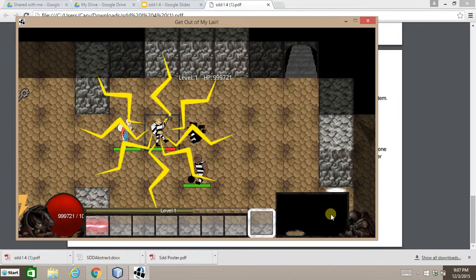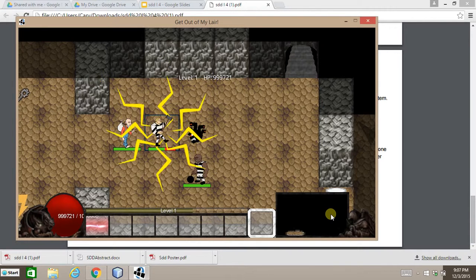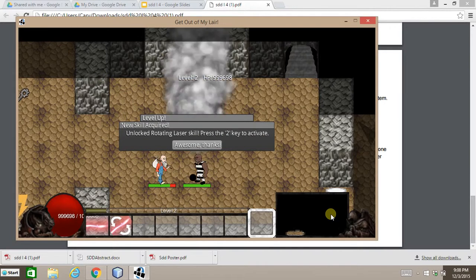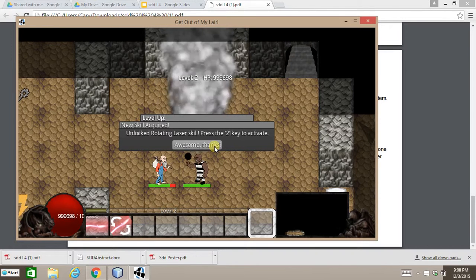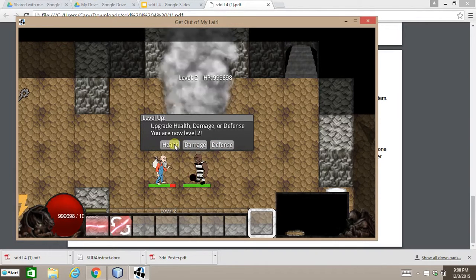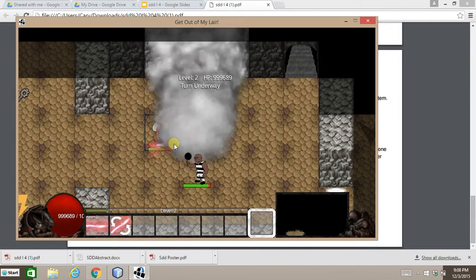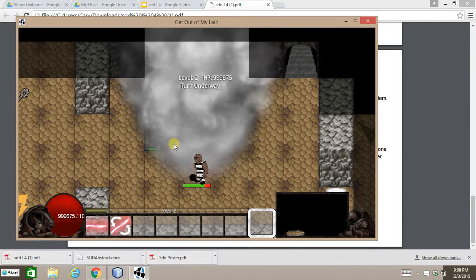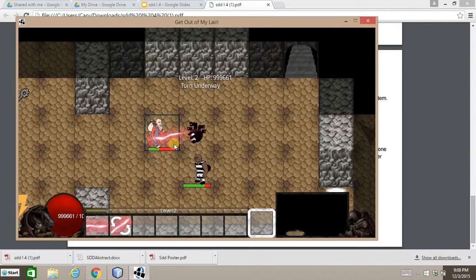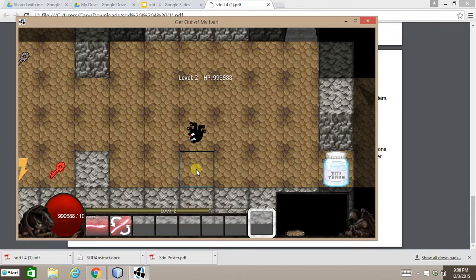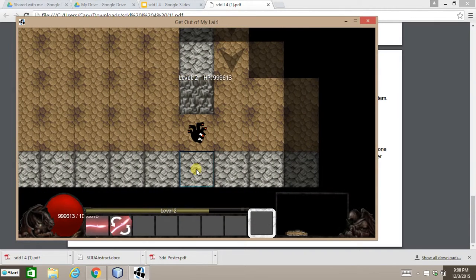Got a trap. Why is he not attacking? There. Kill this guy. Okay. I'm going to kill them, otherwise it'd be a mess over here.